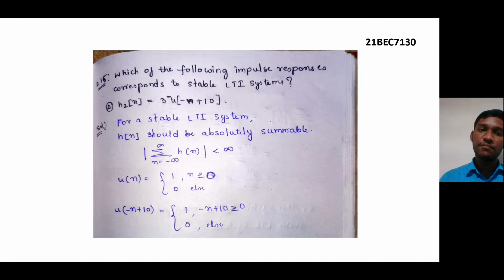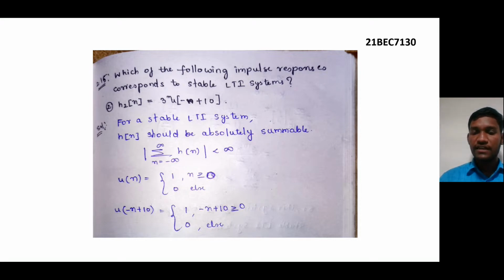Now we are provided with the step function, u of minus n plus 10. So substituting the limits, instead of n, we are taking minus n plus 10. Please let me write this. That means minus n plus 10 should always be greater than or equal to 0. Got my point? Then minus n should always be greater than or equal to minus 10.